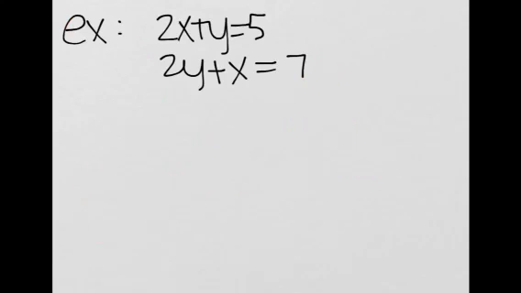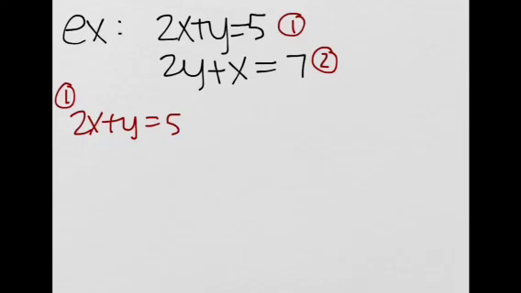In this example, we have that 2x plus y is equal to 5, and 2y plus x is equal to 7. Okay, now I'm going to label this equation number 1 and equation number 2. Both of them look the same level of difficulty, so we'll just use the first equation. So we have 2x plus y is equal to 5. Now I really don't want to be dividing by 2, so I'm going to isolate y this time. So I have y is equal to 5 minus 2x.